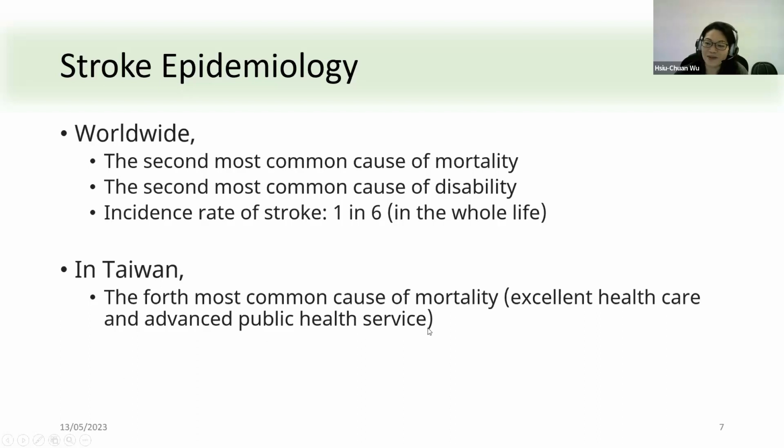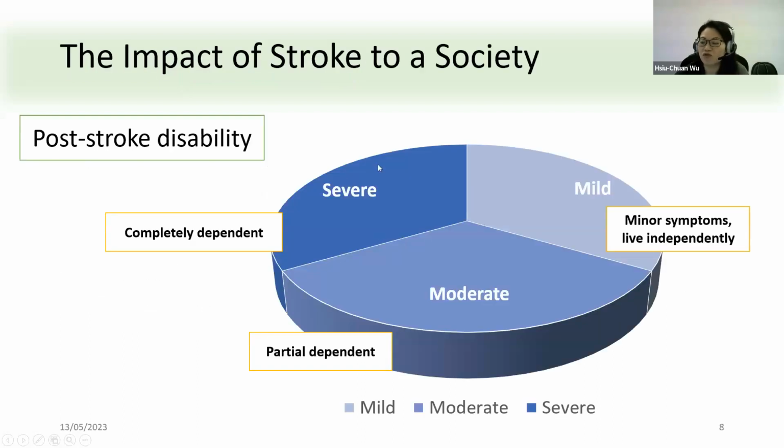But with more survivors of stroke, as we just talked about, we have more disability. Actually, that would cause another issue. So the impact of stroke on a society is mostly caused by post-stroke disability. A third of the stroke survivors will have very minor symptoms. They pretty much have nothing different, so they can live independently, they can work and live as normal.